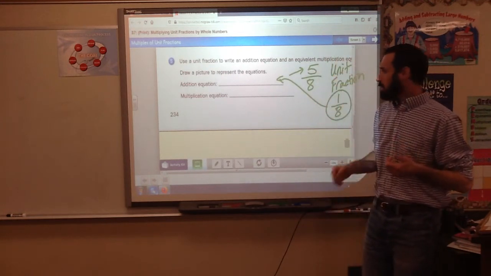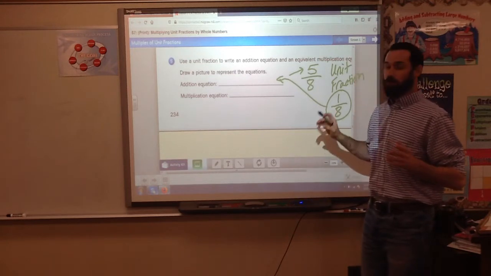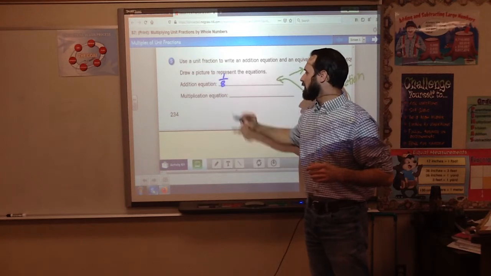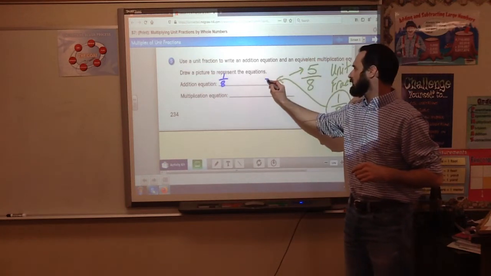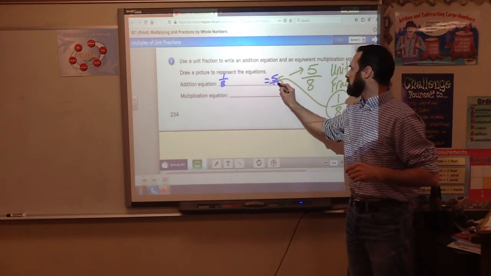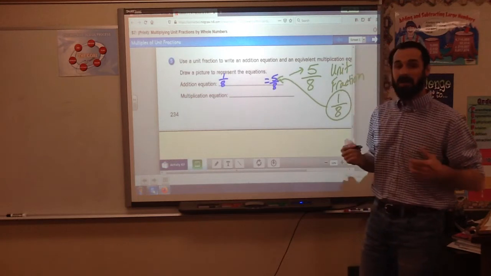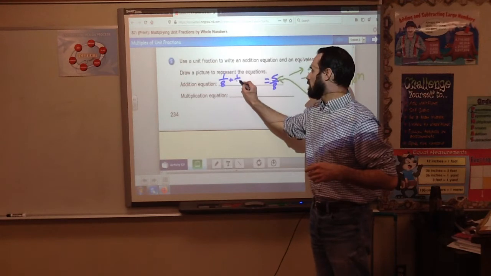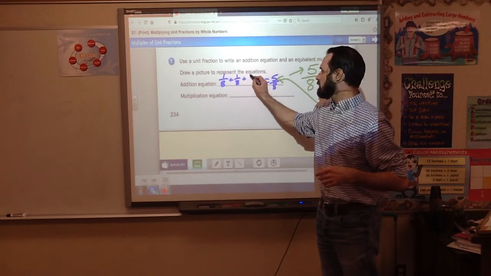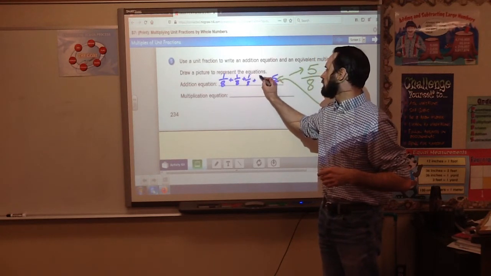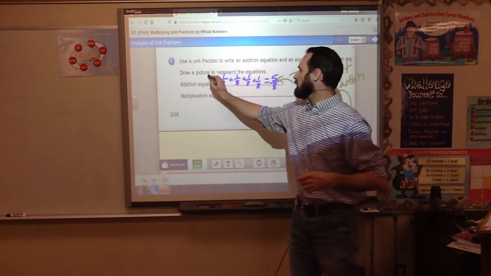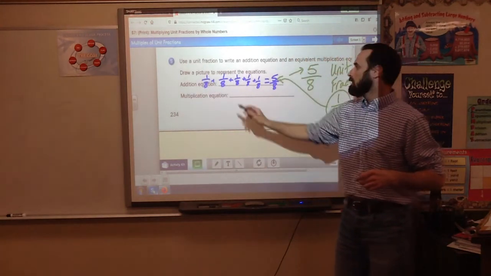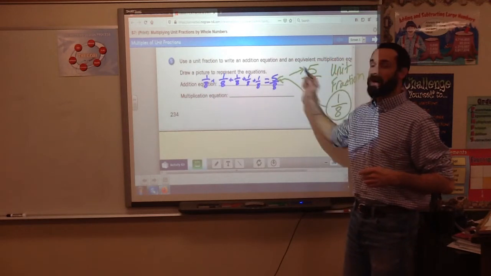Alright, so your unit fraction we know is 1/8. We need this thing to equal 5/8. How many 1/8 would you need? That would be 2/8, 3/8, 4/8, and I can't fit mine over there, so I'm going to have to write over some words. 5/8. 1/8, 2/8, 3/8, 4/8, 5/8.